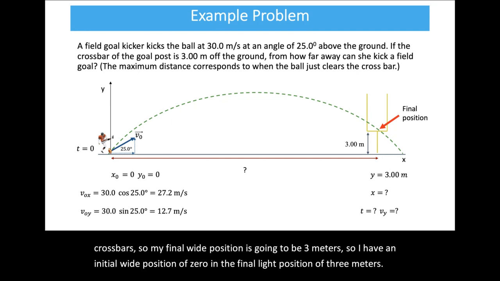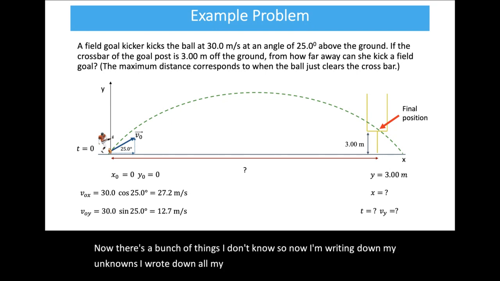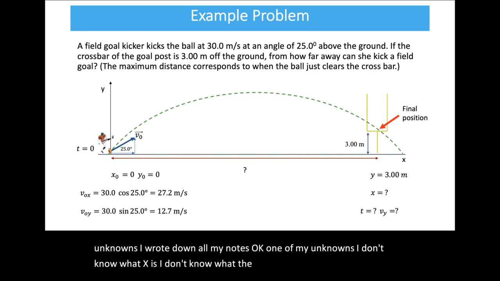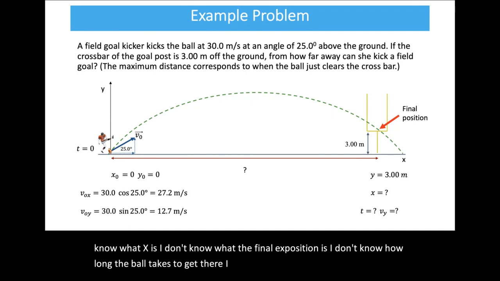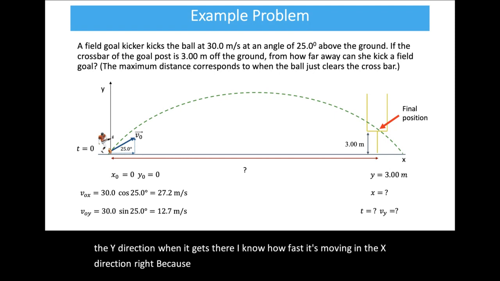Now there's a bunch of things I don't know. So now I'm writing down my unknowns. I wrote down all my knowns. What are my unknowns? I don't know what the final x position is. I don't know how long the ball takes to get there. I don't know how fast the ball is moving in the y direction when it gets there. I know how fast it's moving in the x direction, because it's the same as the initial.